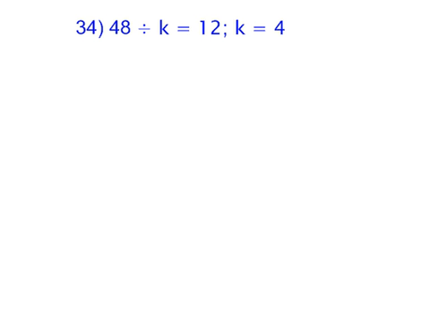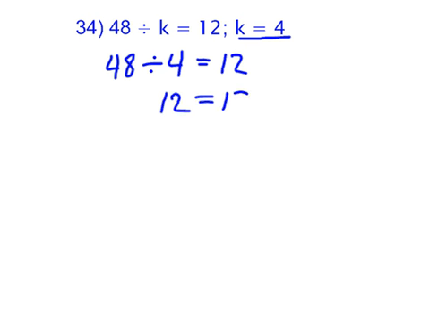All right, problem number 34 is the same thing. We're going to check to see if k equals 4 is a solution to the equation 48 divided by k is equal to 12. So let's write this out as 48 divided by 4 is equal to 12. 48 divided by 4, well, 4 goes into 4 one time and 4 goes into 8 twice, so that is 12. 12 is equal to 12, so we would write solution.